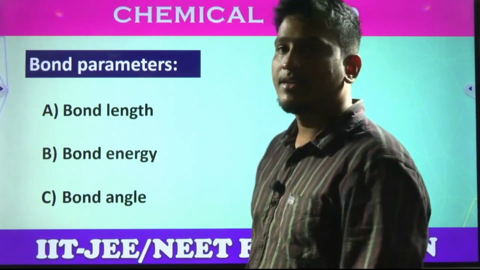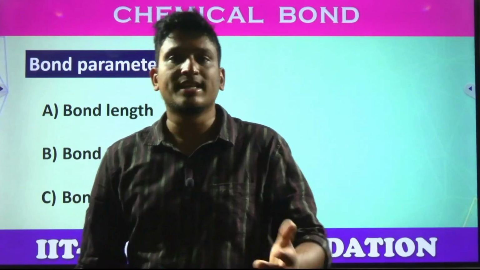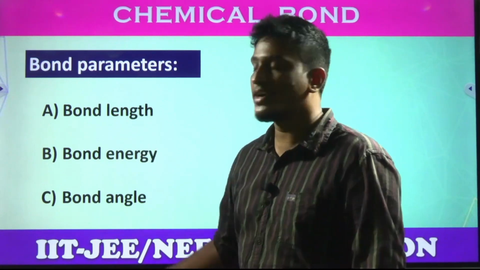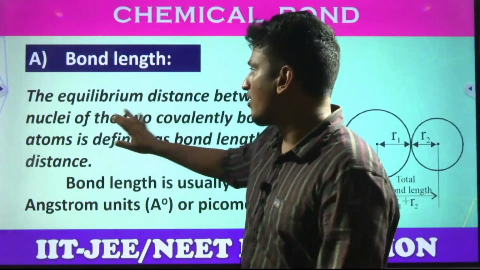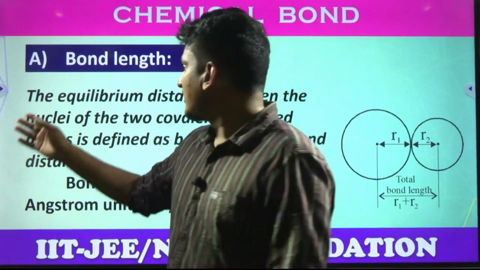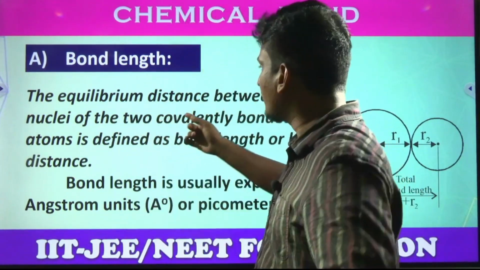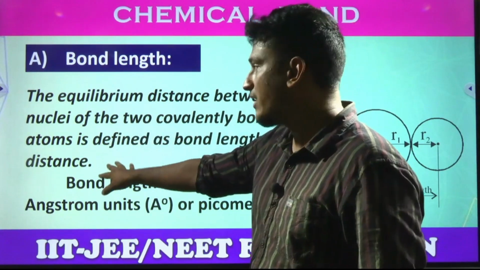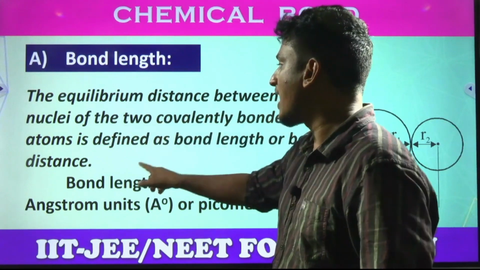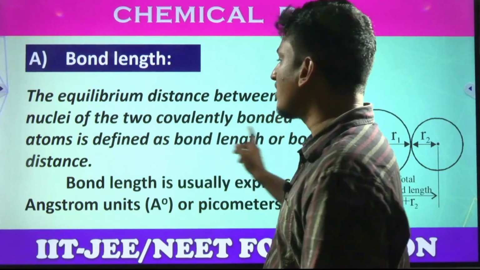So bond parameters, to study about the bond, to explain, to define the bonds, these are the main ones, students: bond length, bond energy and bond angle. So first, bond length. What is bond length? The equilibrium distance, that means the same equal distance between the nuclei of two covalently bonded atoms, is defined as bond length or bond distance.